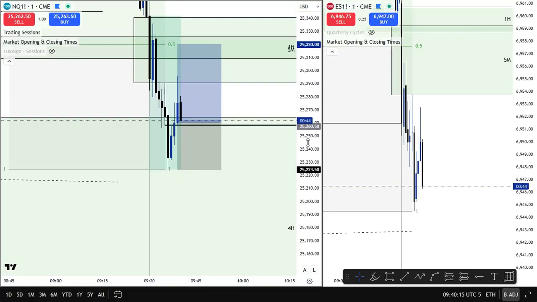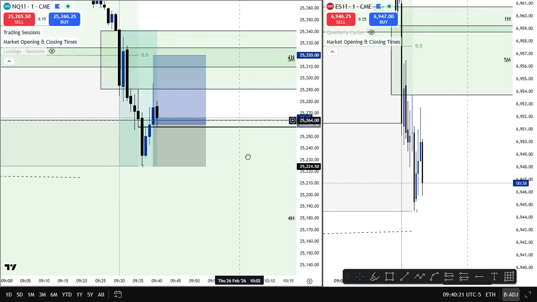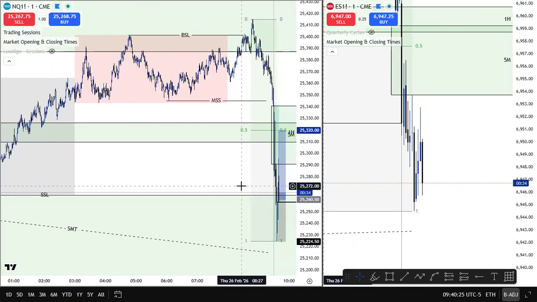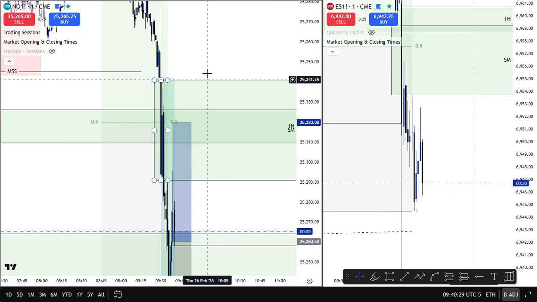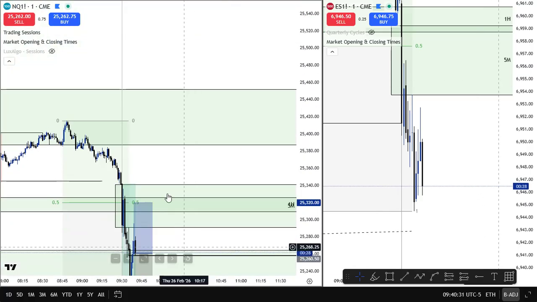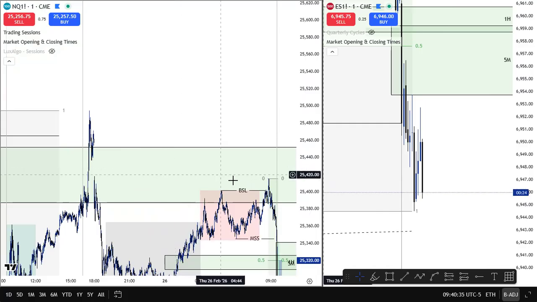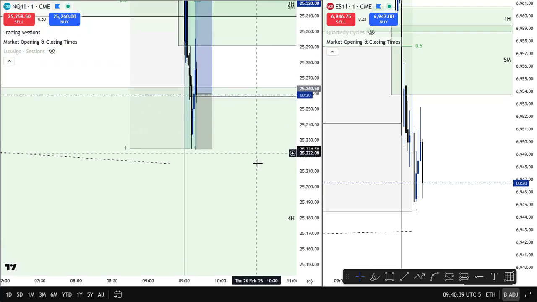So if I want to enter shorts, okay, my idea is pretty simple. If I want to enter longs, then I want to see this 5 minutes inversion, and then I'll perhaps enter somewhere here till the SPY side. Otherwise, I am interested in shorts.